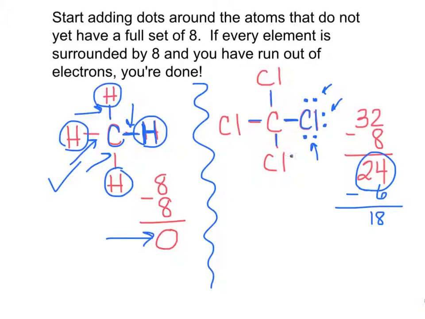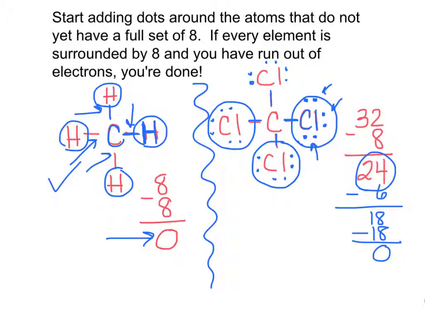So we need to place 18. 1, 2, 3, 4, 5, 6. That one now has 8. 7, 8, 9, 10, 11, 12. Now that one has 8. 13, 14, 15, 16, 17, 18. So we have now placed all of our electrons, and if we double check, this chlorine has 8, this one has 8, this one has 8, and this one has 8, and our carbon we said had 8, and so everybody has a full outer shell. They're all happy. We don't have any electrons left over, and so we're finished. This would be the final drawing for carbon tetrachloride.